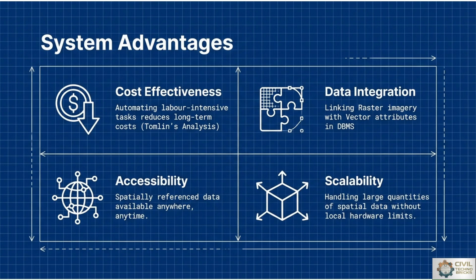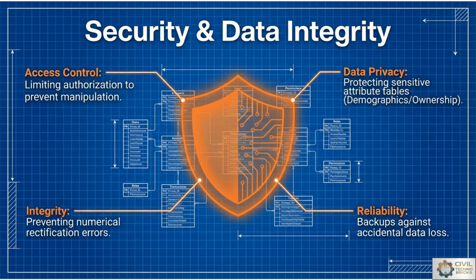With reference to data integration, linking raster imagery with vector attributes with reference to the database management system, which also integrates data safety and security. From the accessibility point of view, spatially referenced data is available anywhere, everywhere, anytime, so we can use that available spatial data for our purpose or objective. Most important is the security and integrity of data, which is based on four parts: access control, privacy, reliability, and integrity.